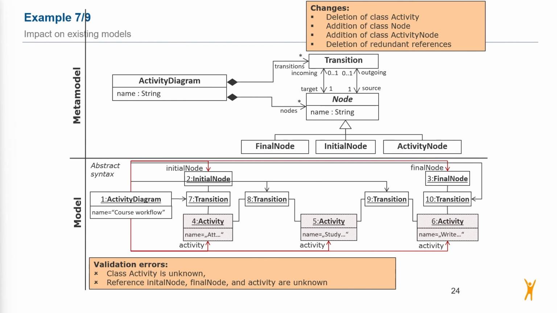So let's see what happens if we already have our initial model that we introduced previously, but now the metamodel has changed as discussed. Once we would now execute the validation, the tool would immediately recognize some issues. For example, the class activity is now not known anymore. So the metamodel on top doesn't have a notion or a concept of activity. So the tool cannot infer this, right? At the same time, the references to initial node, final node, and activity are unknown. So the tool cannot infer this because the model is not valid anymore according to its metamodel.